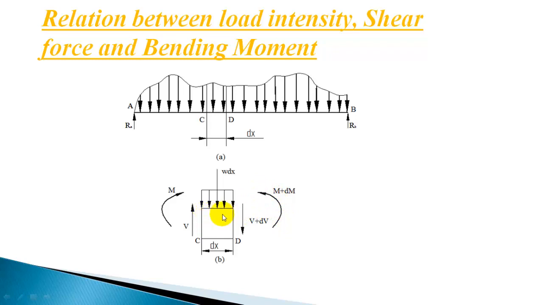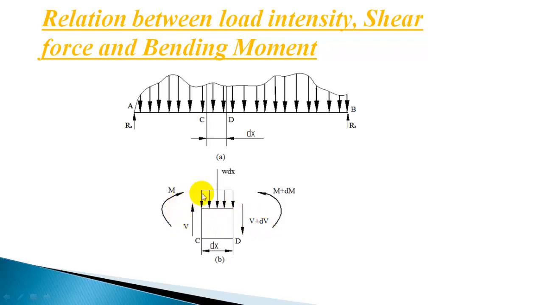Now in this differential element, the variation of shear force is taken as dV. So there is a small change in shear force as you move from one end of the element to the other end of the element. From the left end to the right end, there is a small change in shear force, and that is given by dV. So on the left side the shear force is V, and on the right side it is V plus dV.